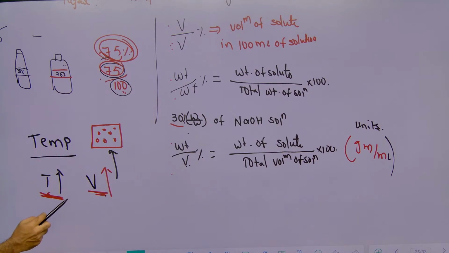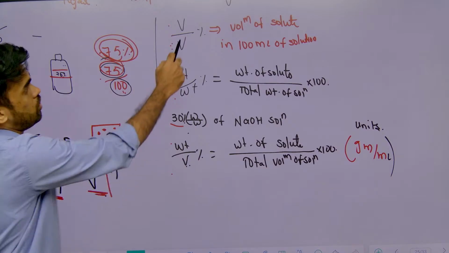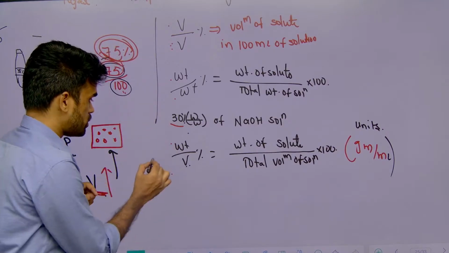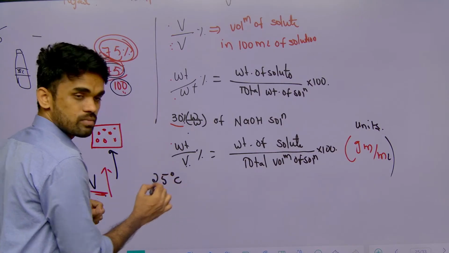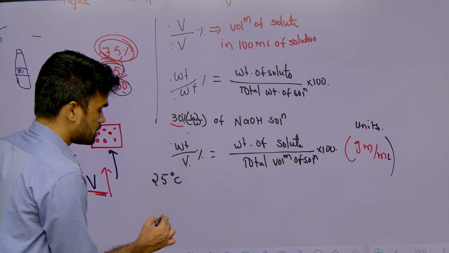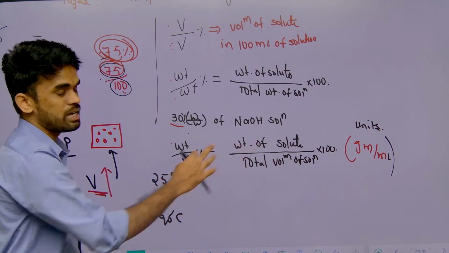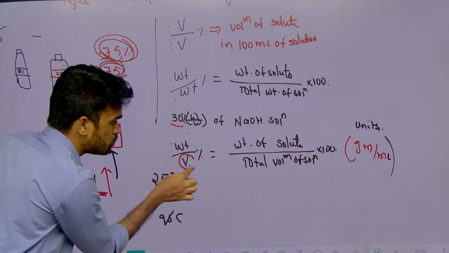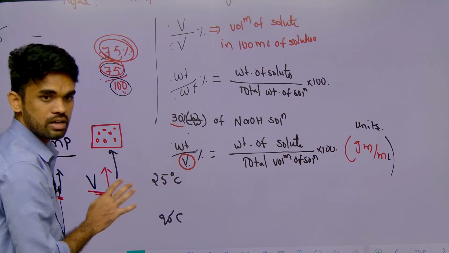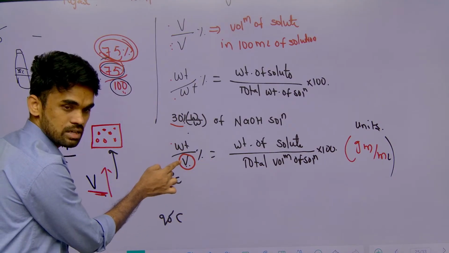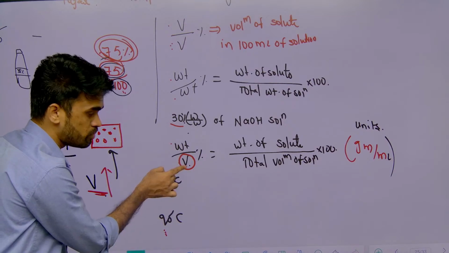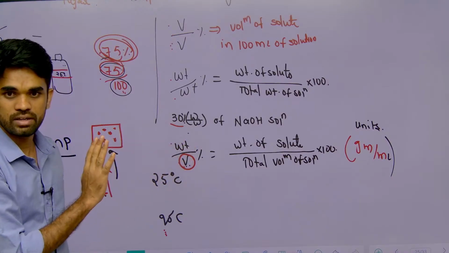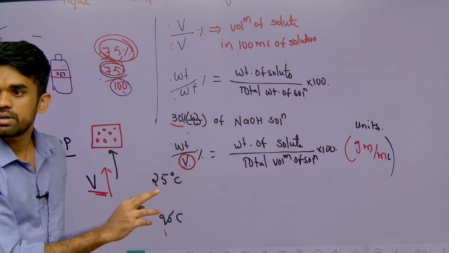If volume increases, look at the terms here. Weight by volume I have written. I have measured this at 25 degrees Celsius. Now the second measurement I am doing at some 90 degrees Celsius. Will the value remain the same or change? It changes. Why does it change? Because this volume term is changing when I change the temperature. Initially it will be less. When I increase the temperature, the volume value also increases. So the total value becomes something different. So this is called effect of temperature.